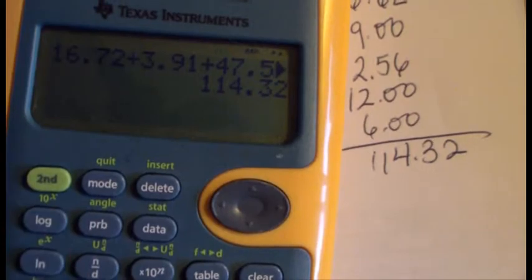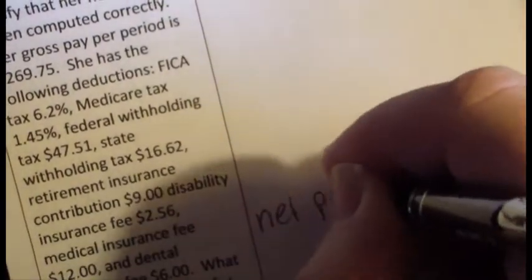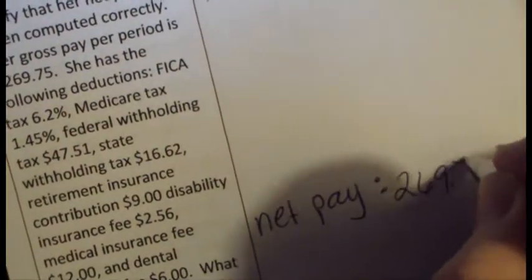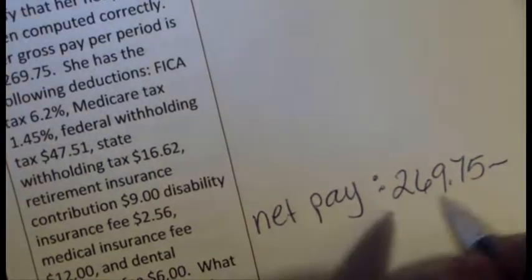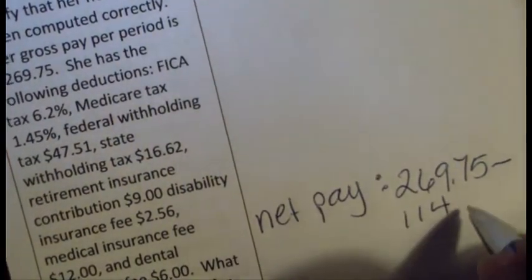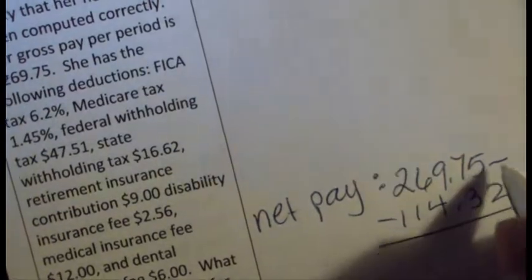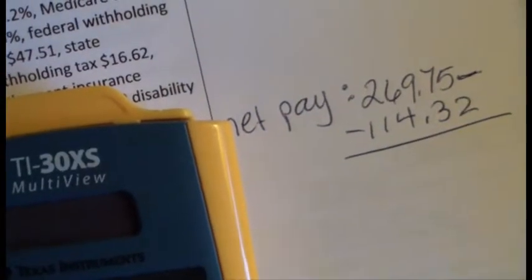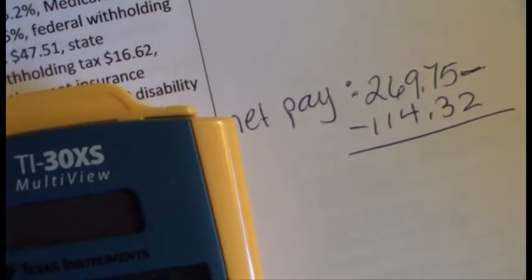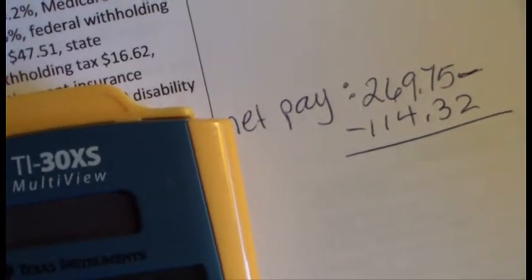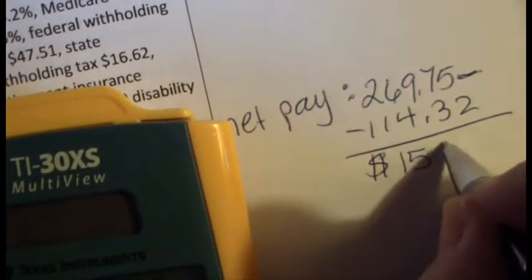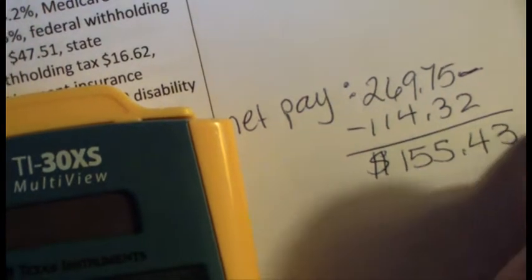So that's how much is taken out of her paycheck for deductions. So her take-home pay, her net pay, is going to be her gross pay, $269.75, minus her deductions, $114.32. So $269.75 minus $114.32 is $155.43, and that is her take-home pay.